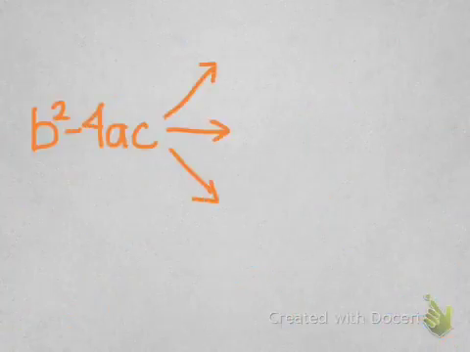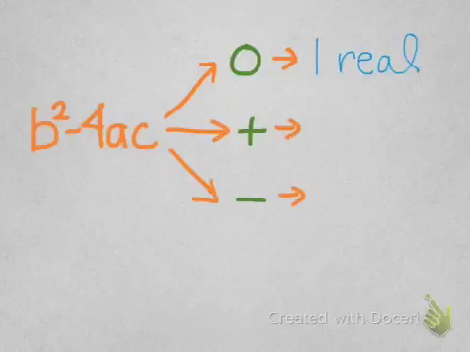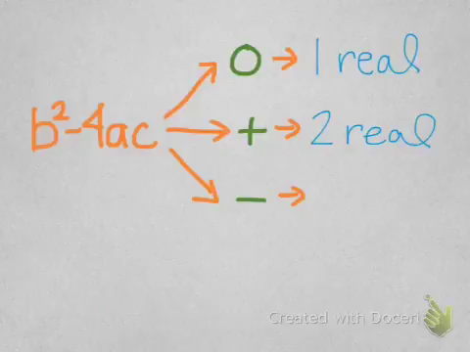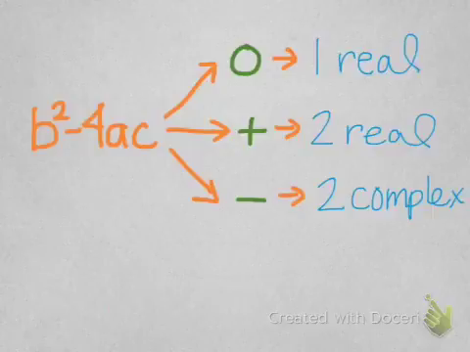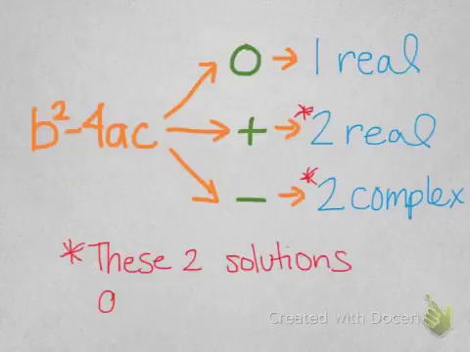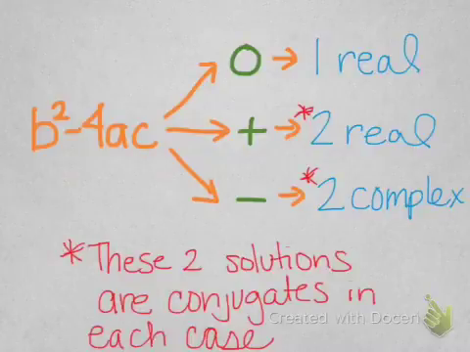So when you're dealing with b squared minus 4ac, the three possibilities are that it is 0, positive, or negative. When it is 0, it is always one real solution. If it's positive, you'll have two real solutions. And if it is negative, you will have two complex solutions because you will always have the square root of a negative number. Now, for the two real and the two complex solutions, they're going to be conjugates in each case. You're going to have the opposite of b plus or minus whatever is in the square root, and then all over the same thing. So just remember those are conjugates of each other.